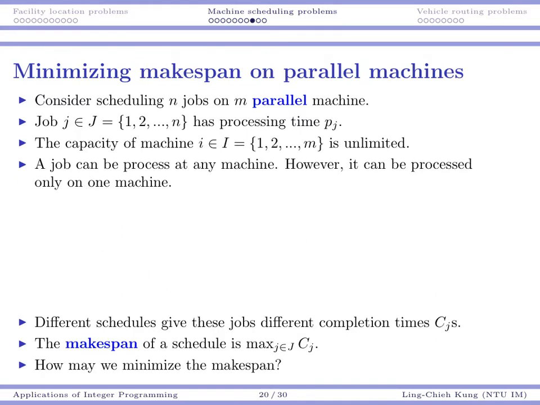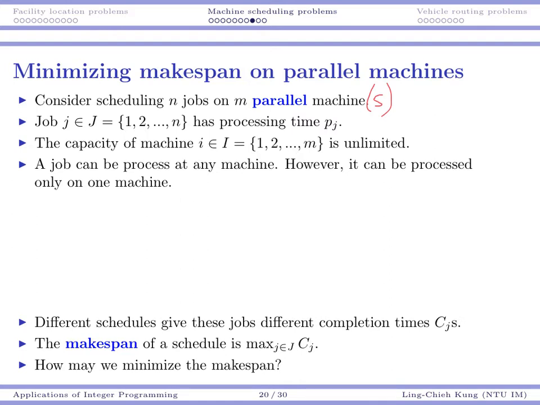Let me give you another example. It's about minimizing makespan on parallel machines. So now you have multiple machines. You have n jobs, and you have m parallel machines. Your job has processing time pj. Now you don't care about due date or whatever because you are talking about makespan. And let's assume the capacity of each machine is unlimited. So machines are the same and unlimited.